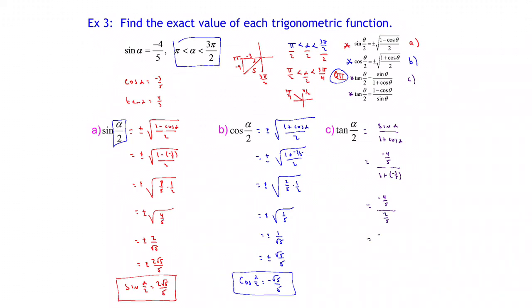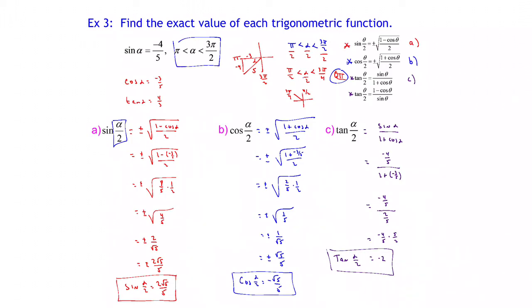So when you multiply by the reciprocal, the 5's will cancel out. And then negative 4 divided by positive 2 is negative 2. So tangent of alpha divided by 2 is equal to negative 2. And it doesn't matter. You could have used the 1 minus cosine of theta over sine of theta, and it still would have been equivalent. So you still would have got a value of negative 2.